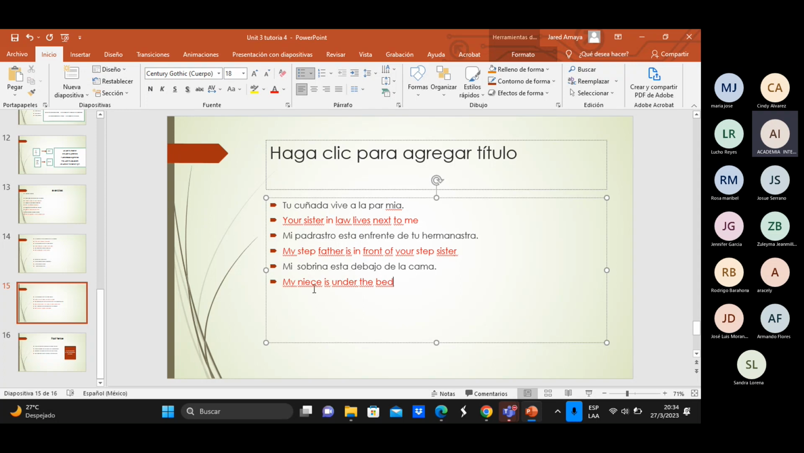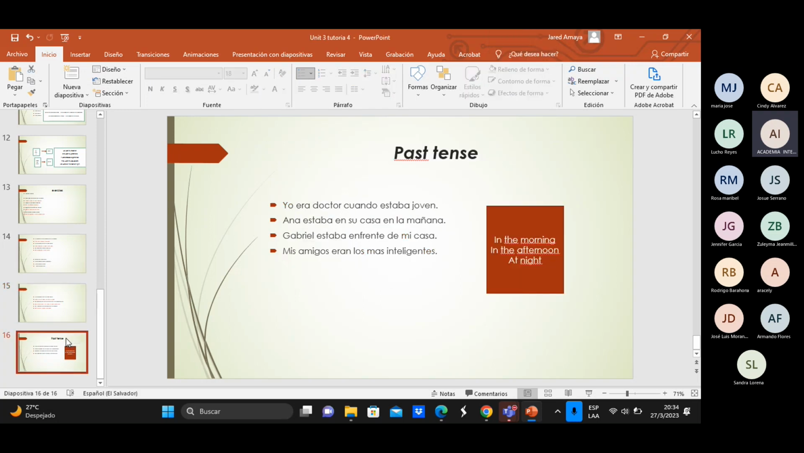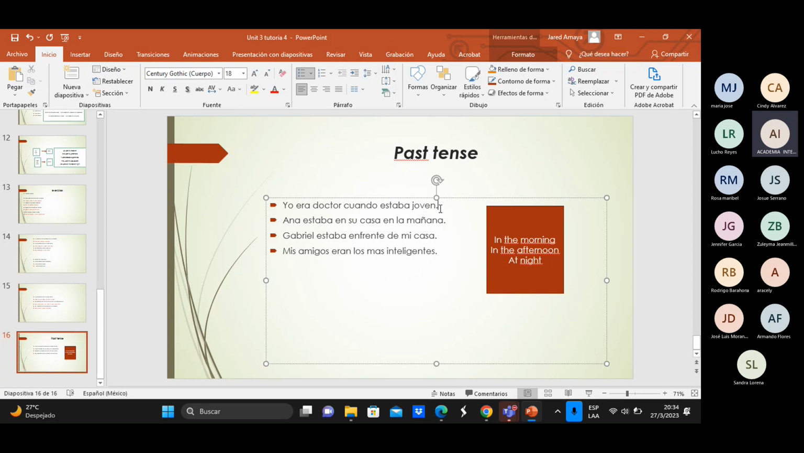the verb to be, some prepositions, and probably new vocabulary. For example, if we didn't know how to say it in English, stepfather, stepsister, we practiced a little bit those words, those new words that we already know. Esas palabras nuevas que probablemente no sabíamos y ahora sabemos, las practicamos un poco. Ahora veamos. This is the last exercise. I want that we make this as soon as possible because we need to go to sleep, right? Si es que se duermen temprano.